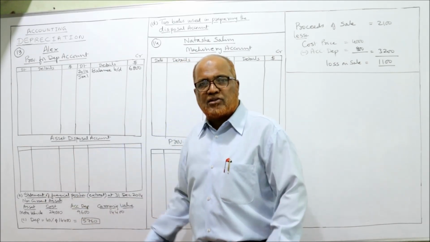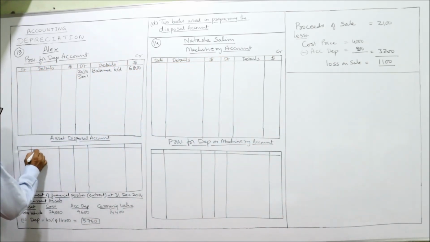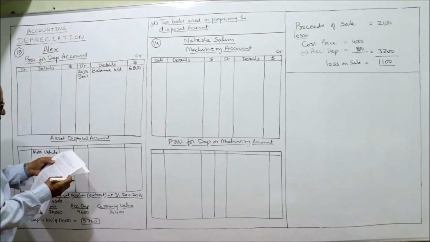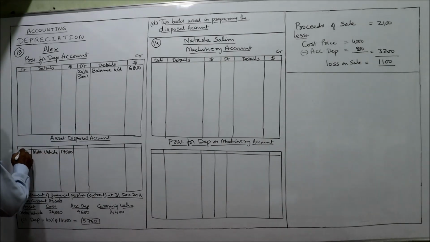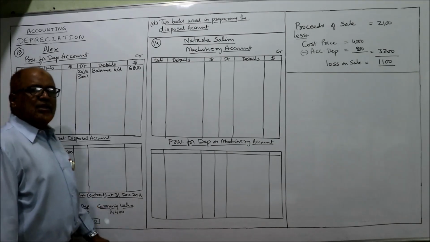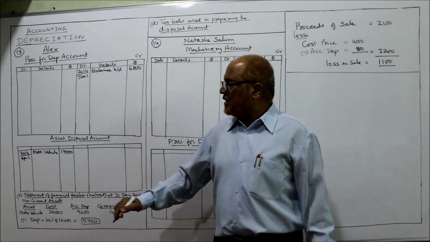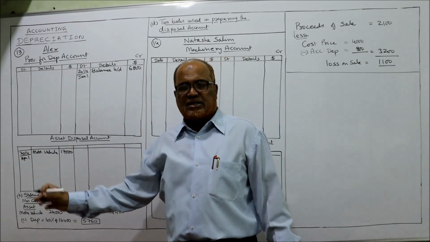Asset disposal debit. So debit side asset disposal, I am taking motor vehicle. What was the cost of that first vehicle? $17,000. This is on 2014 April 1st. So the original cost of the old motor vehicle is transferred to asset disposal. Asset disposal debit, motor vehicle credit.